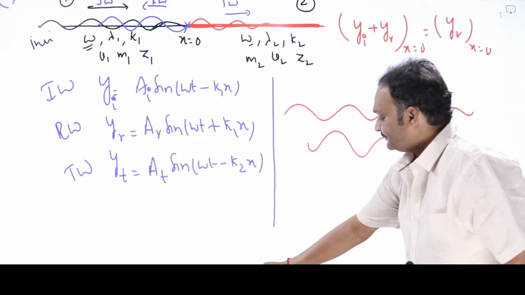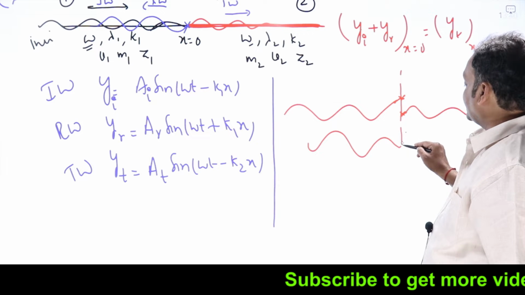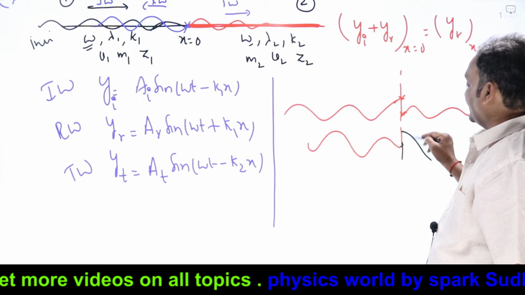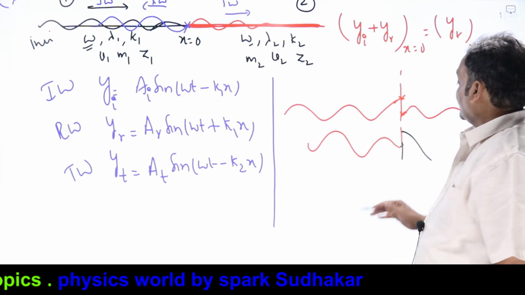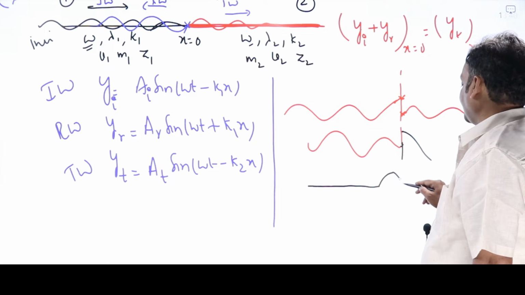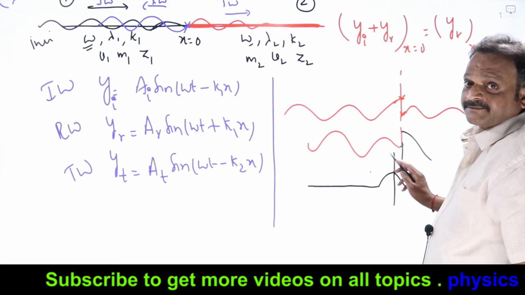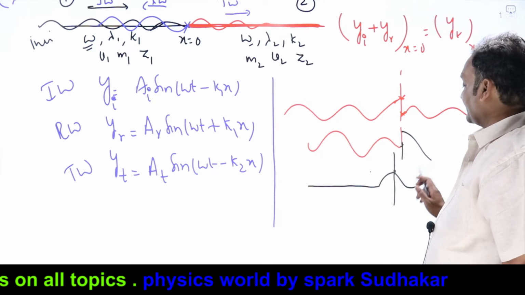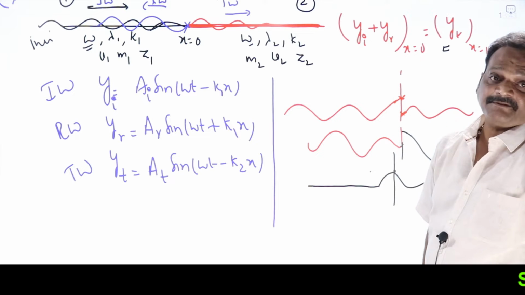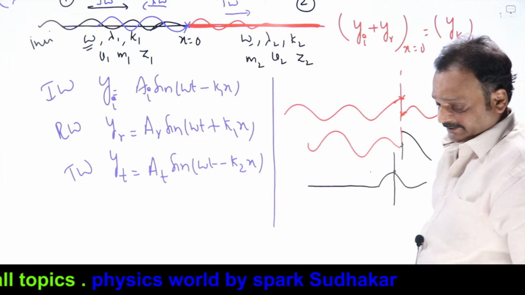Due to the left side, incident and reflected wave, the resultant displacement is here, and the right side displacement is like this, which means there is no junction at all. The junction is broken, we say. The medium is continuous, the junction is unbroken, so what should happen? Left side displacement must be equal to right side displacement at x equal to 0. The displacement due to all the waves on the left must be equal to displacement due to all the waves on the right. On the right, there is only one transmitted wave. On the left, there are two waves, incident and reflected. So yi plus yr at x equal to 0 must be equal to yt at x equal to 0.